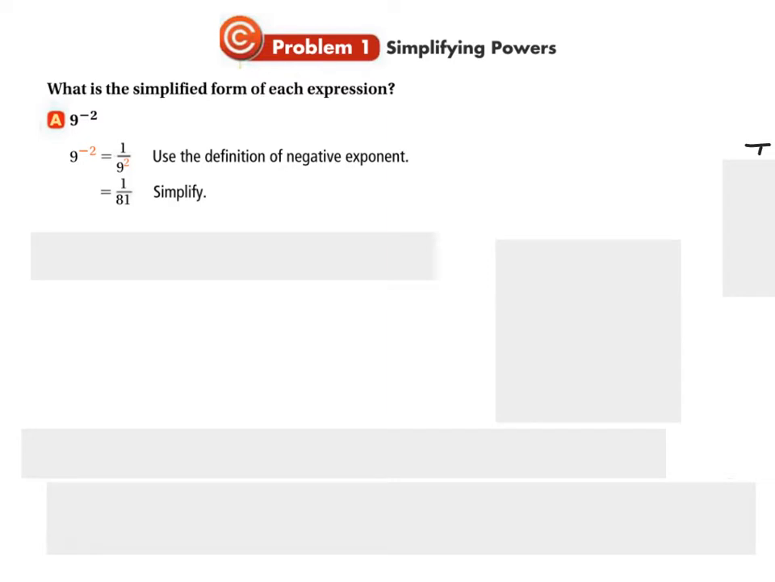Okay? What is example B? Example B is negative 3.6 to the 0 power. And what is any base that's not a 0, raised to the 0 power? It's equal to 1. Okay? Use definition of 0 as an exponent.